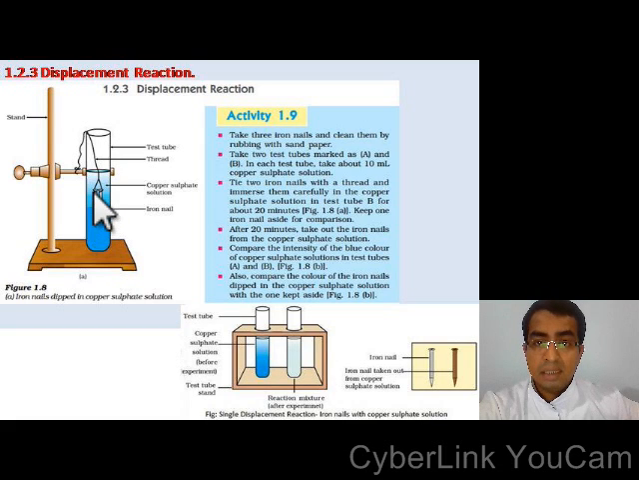2 iron nails are immersed in the copper sulfate solution taken in test tube B. After 20 minutes, take out the iron nails from the copper sulfate solution. Then compare the intensity of the blue color of the copper sulfate solution in test tubes A and B. Also compare the color of the iron nails dipped in the copper sulfate solution with the one kept aside. Here you can see the copper sulfate solution before the experiment and after the experiment, and the color of the iron nail taken out from the copper sulfate solution.